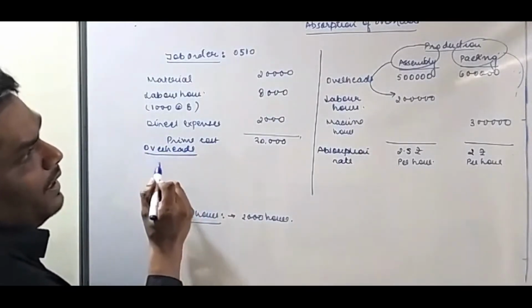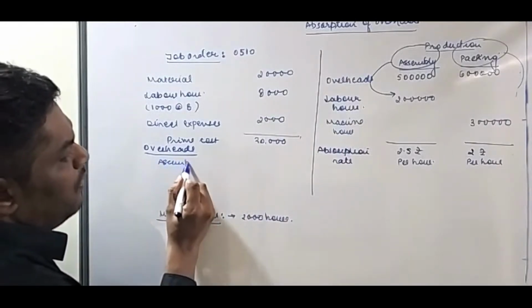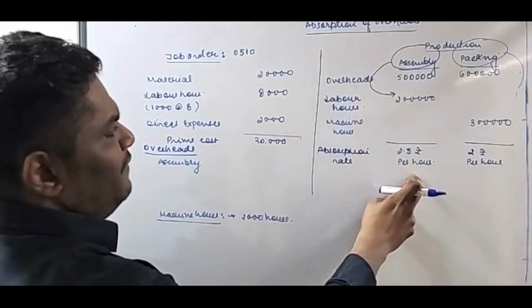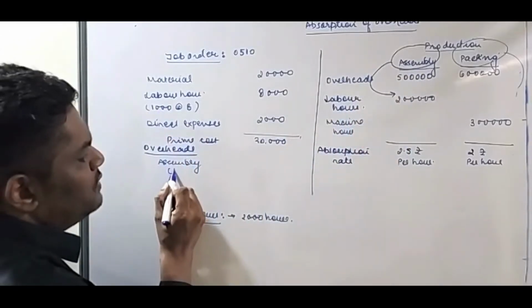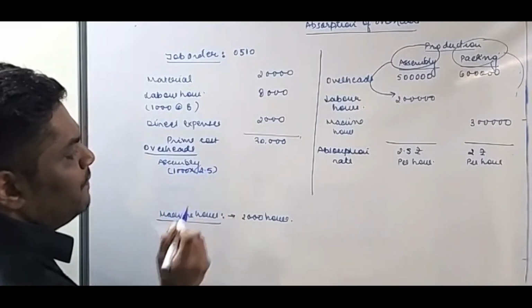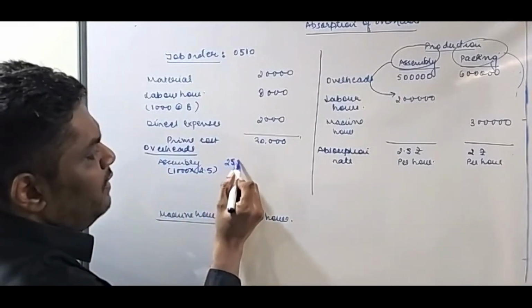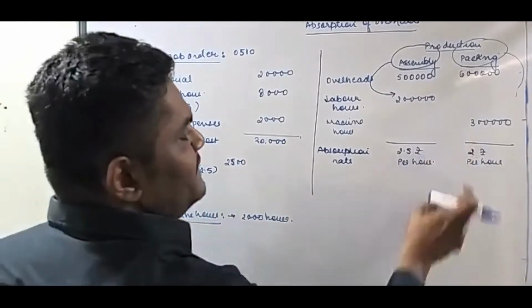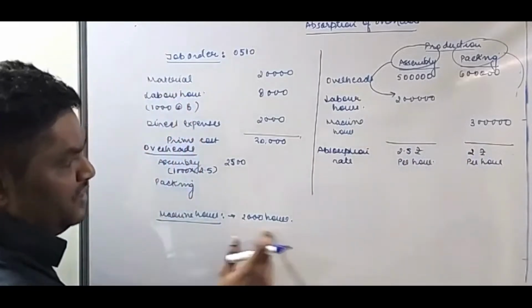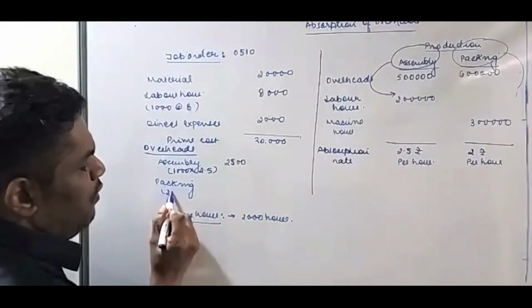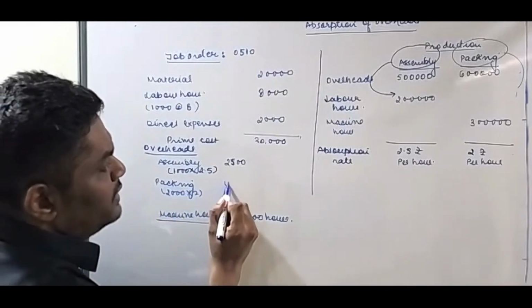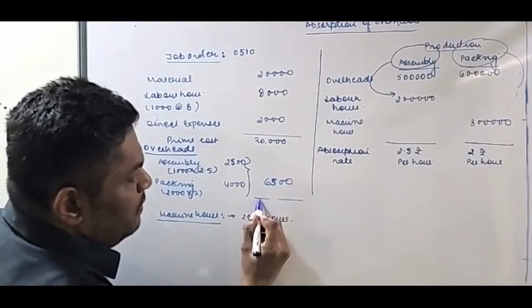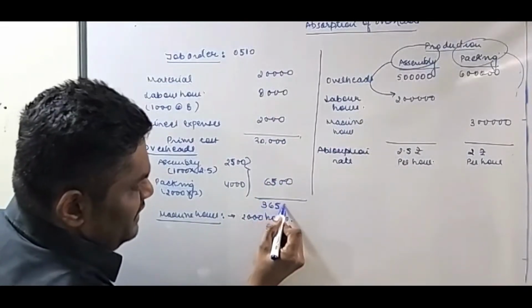Talking about the assembly department, it will be on the basis of labor hours, that is 2.5 per labor hour. The labor hours were 1,000, so 1,000 into 2.5, we'll get 2,500. And for packing, it's absorbed on the basis of machine hours, that is rupees 2 per hour, and the machine hours worked for this job is 2,000 hours. So 2,000 into 2, that is 4,000. So the overheads will be 6,500, and the total cost for this job will be 36,500.